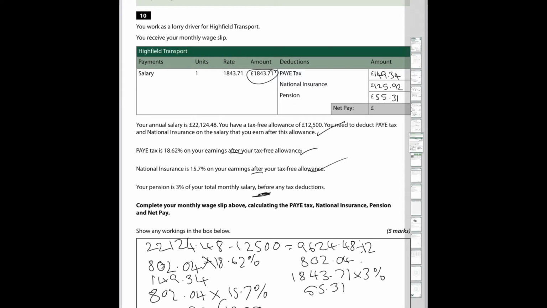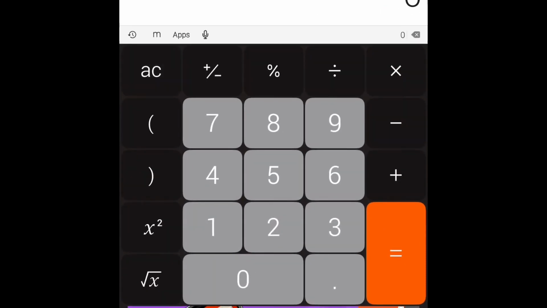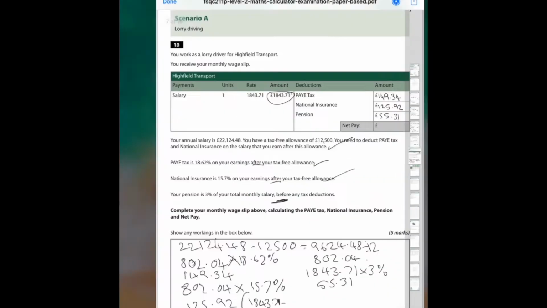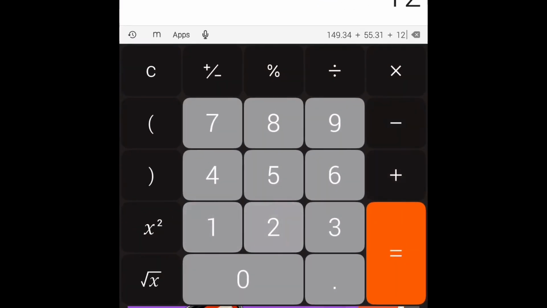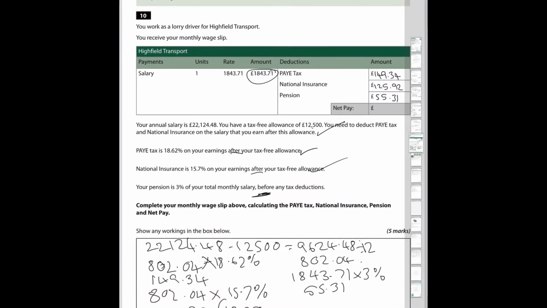1843.71 minus, let's add those three up first then. 149.34 plus 55.31 plus 125.92 gives 330.57. So that's the total, 330.57, that I'm taking off.